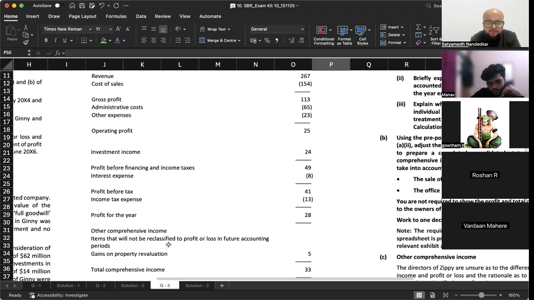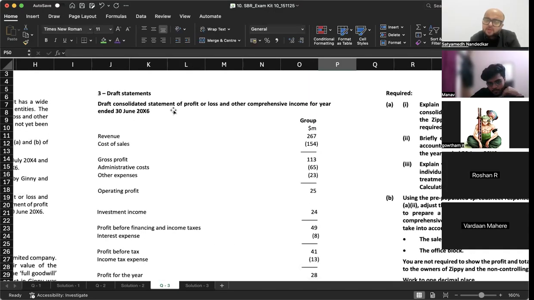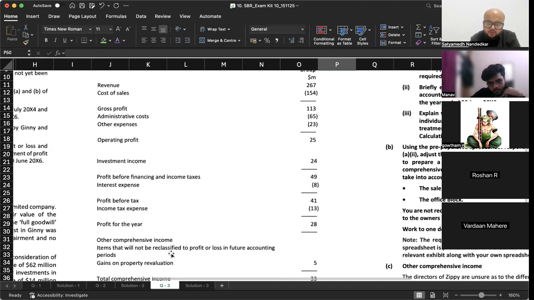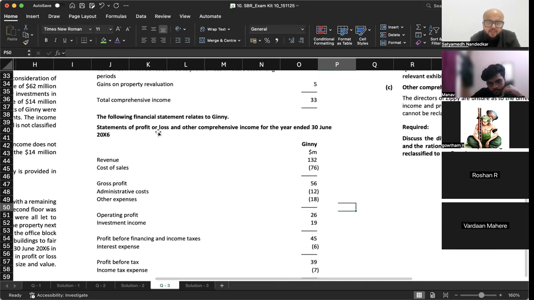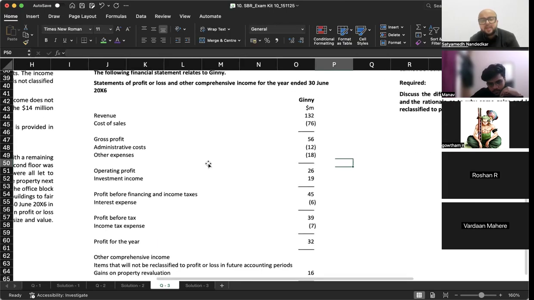तो करना क्या है? Draft consolidated statement of P&L for the year is given to you. Group statement of P&L and other comprehensive income for Ginny for the year ended 30th June 2006 is given to you. ठीक है, अब क्या करना है आपको?